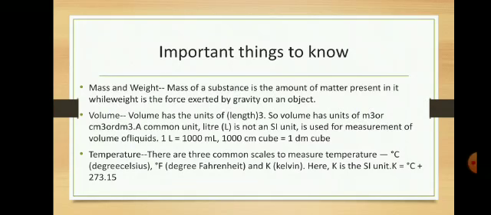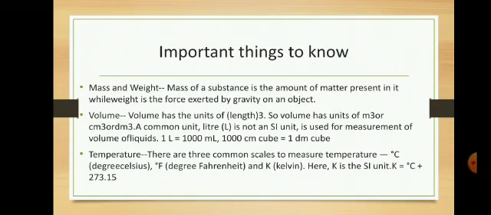Important things to know. Mass and weight. Mass of a substance is the amount of matter present in it, while weight is the force exerted by gravity on an object. Volume. Volume has the units of length cube.